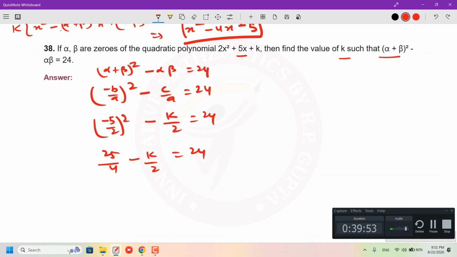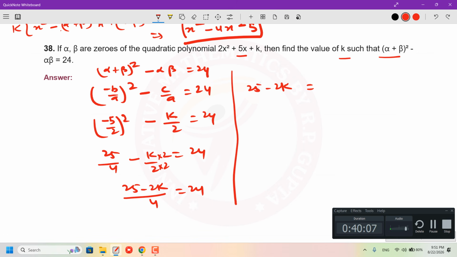Right. So this one is into 2 into 2. So 25 minus 2k upon 4 equals to 24. That is 25 minus 2k equals to 24 into 4. So minus 2k equals to 96 minus 25, minus 2k equals to, this is 1 and this is 7, minus 71. So k equals to 71 by 2.